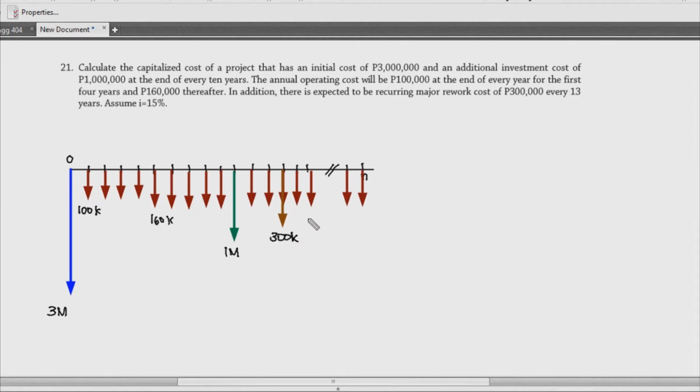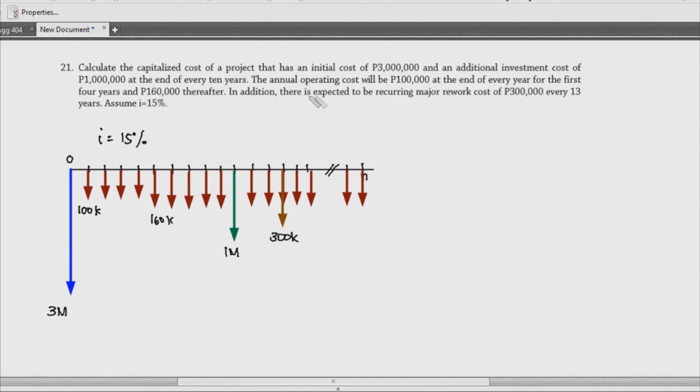Hopefully you understood our cash flow diagram. It's a somewhat complicated cash flow diagram, but our i is equal to 15%, and we don't have a complicated compounding here. But let's try to label all of this.